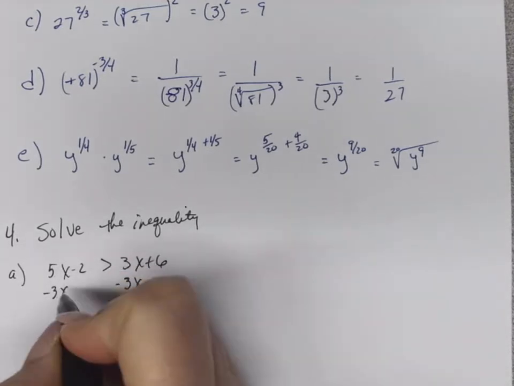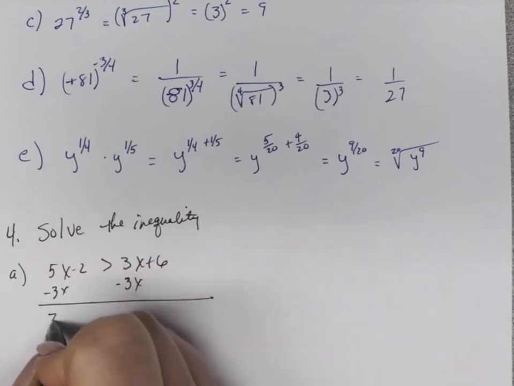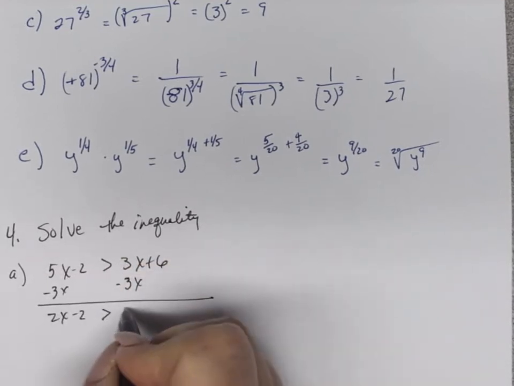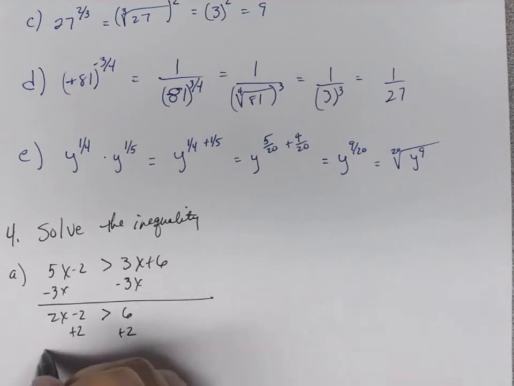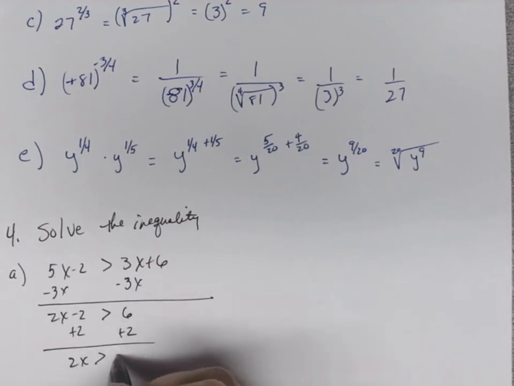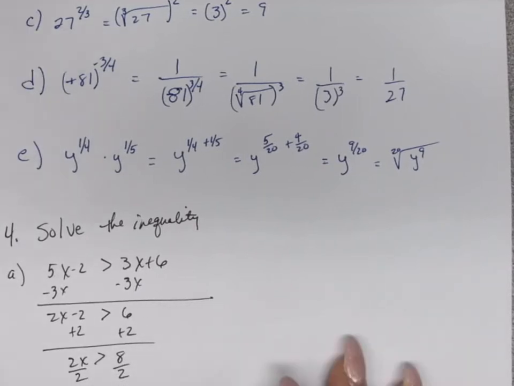So I'm going to subtract my 3x. This will get me 2x minus 2 greater than 6. Add the 2 over, and we get 2x is greater than 8. Divide by 2.